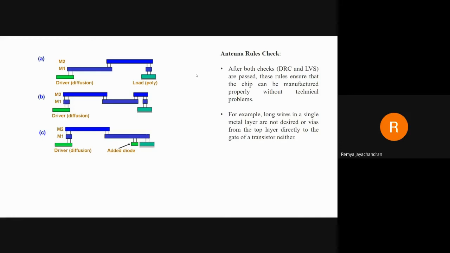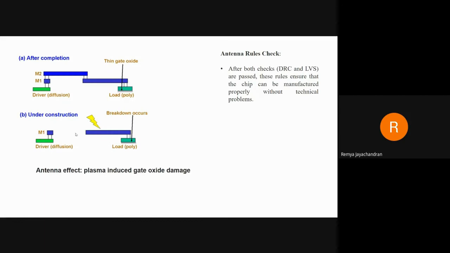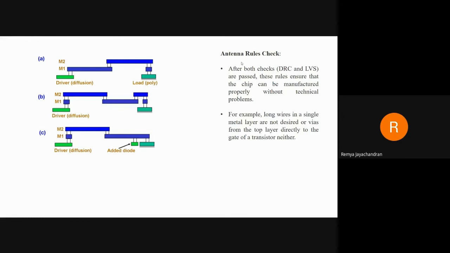The antenna rules check will check this topology, whether it is violating this, whether it can cause any oxide breakdown during the fabrication process, and while the chip is working also, there are chances of that oxide breakdown. So we have to avoid that. While doing the layout, you have to consider that long wires in a single metal layer are not desired. This type of topology is desired for the metal connections from one point to another. So the antenna rules check will check all these considerations.